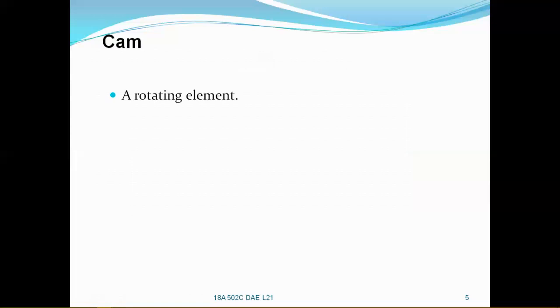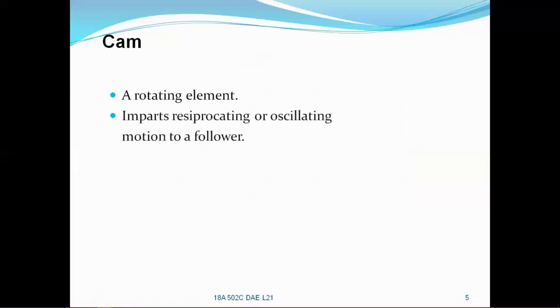Cam is a rotating element. As we have seen in the previous cam example, the disc in the shape of an oval is rotating about its axis. That is why the cam is a rotating element. And this rotating element imparts a reciprocating motion or oscillating motion, as in the previous case, to the vertical rod. Due to the motion of the vertical rod, the hand is oscillating in the previous case.